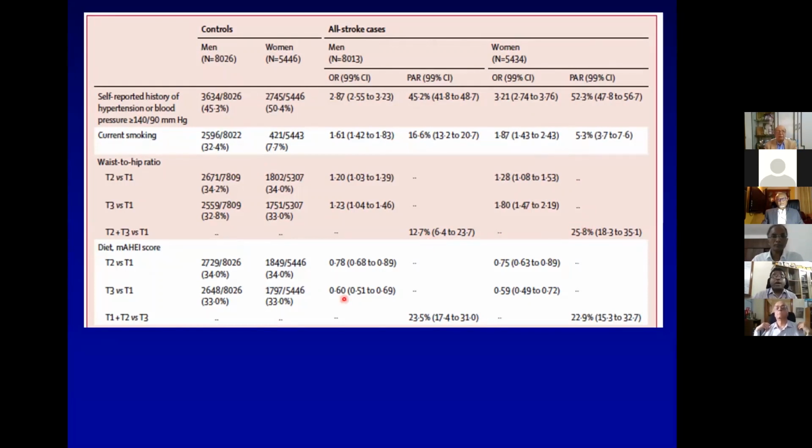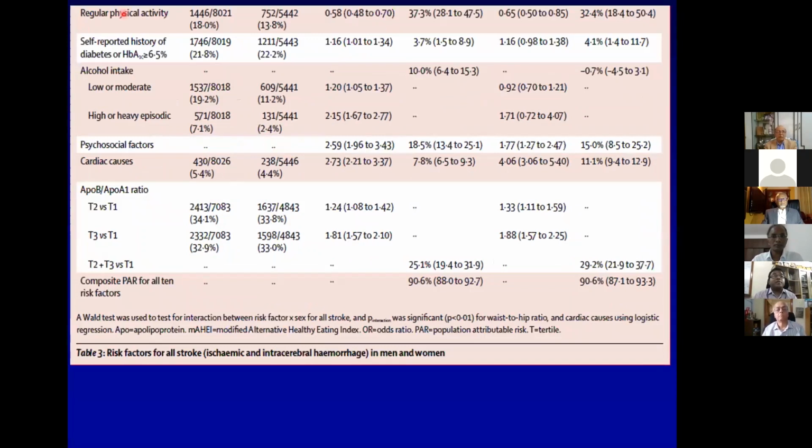And this is for diet. And moving on, physical activity, diabetes, alcohol intake, psychosocial factors, cardiac causes, lipids again, and composite PAR for all the 10 risk factors in men is 90.6 and in women 90.6. So now we have 10 risk factors that we measured for strokes. Again, 27,000 individuals from all regions of the world, 35 odd countries, and we were able to answer this.